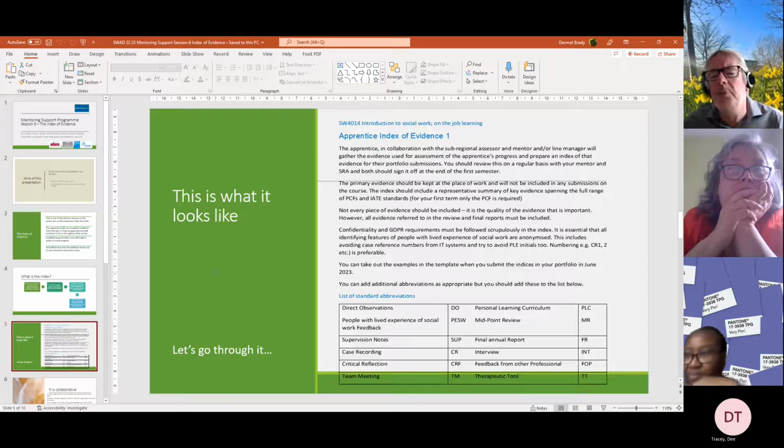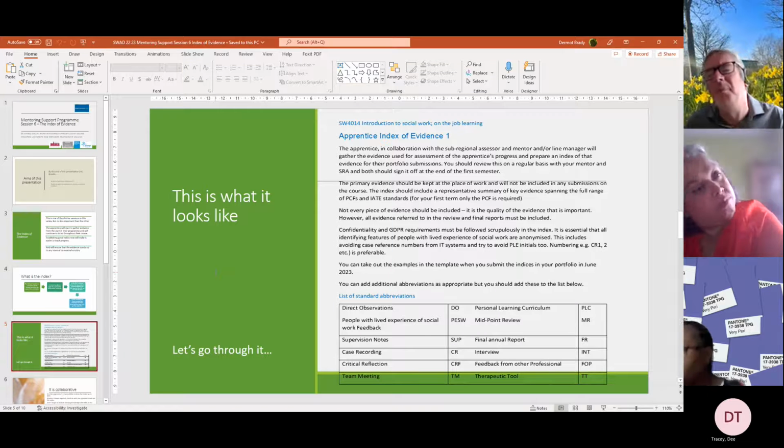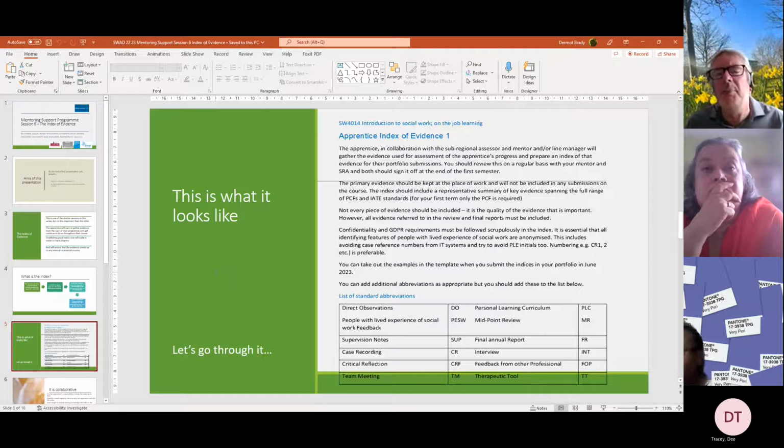You follow GDPR requirements scrupulously. No PLE details should appear, or details that might identify a PLE, anywhere. That includes case record numbers, because people will sometimes take it directly from their case recording system.